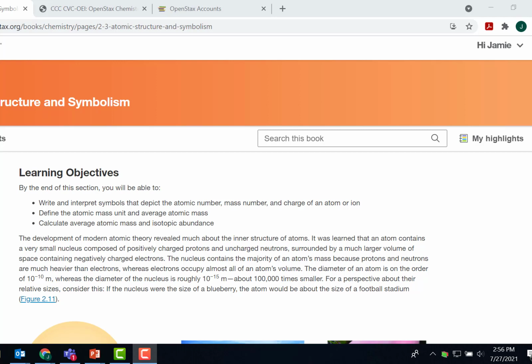So the learning objectives here: write and interpret symbols that depict the atomic number, mass number, and charge of an atom or ion. Define the atomic mass unit and average atomic mass, and calculate average atomic mass and isotopic abundance. So these are the ideas for this section.